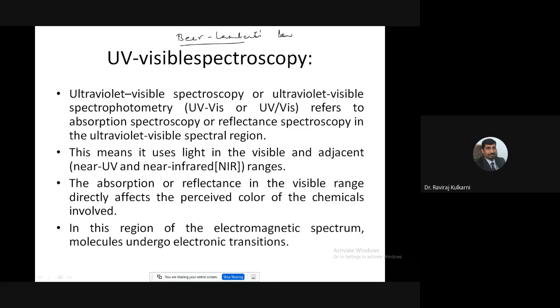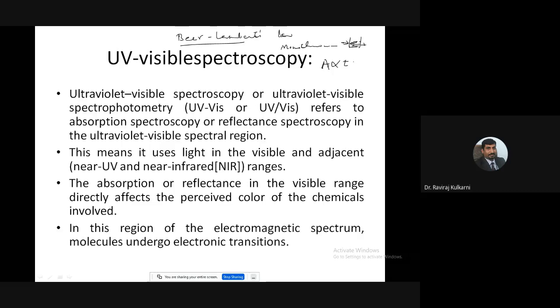The law states that when monochromatic light passes through an absorbing solution, a solution or material which absorbs light, the amount of light absorbed is directly proportional to the concentration as well as the path length. What does it tell us? Absorbance, how much light is absorbed by the sample, is proportional to what?